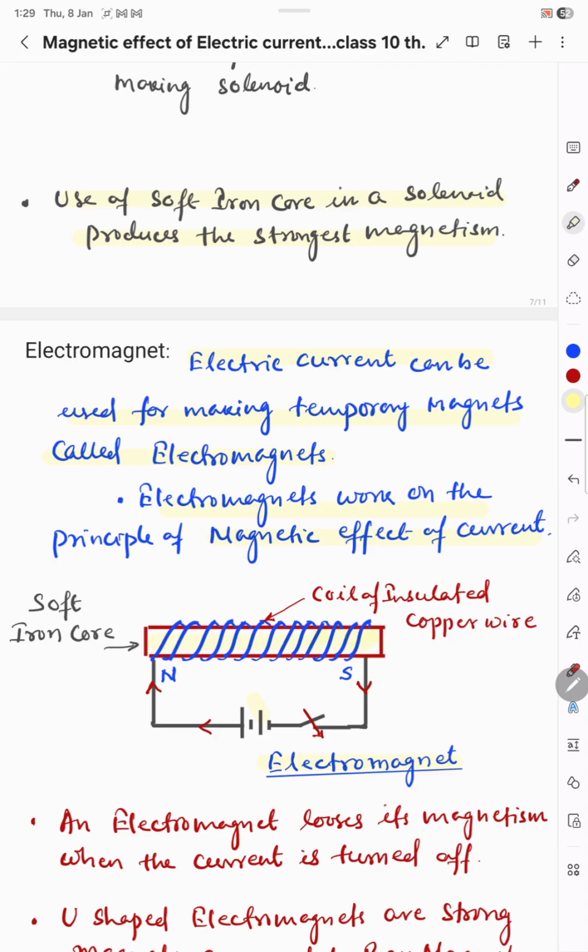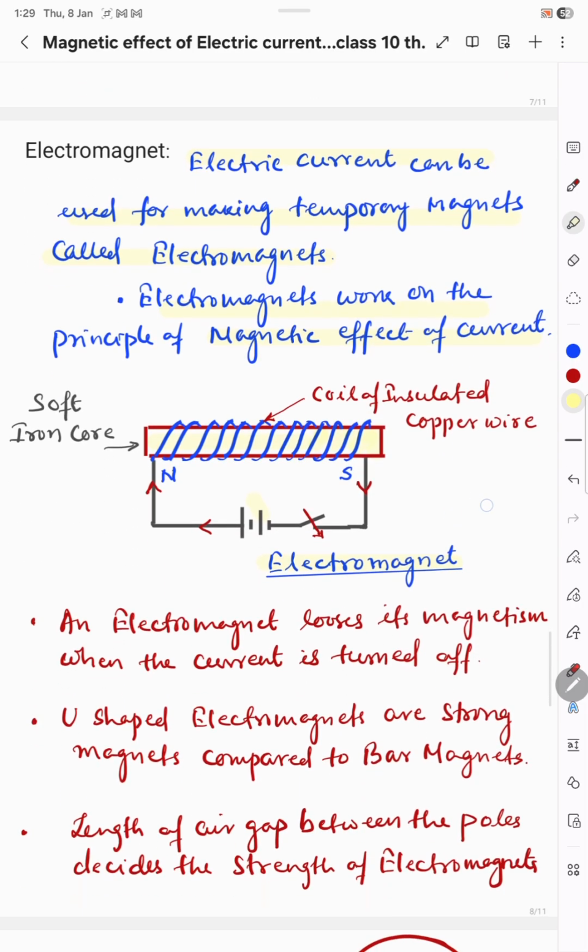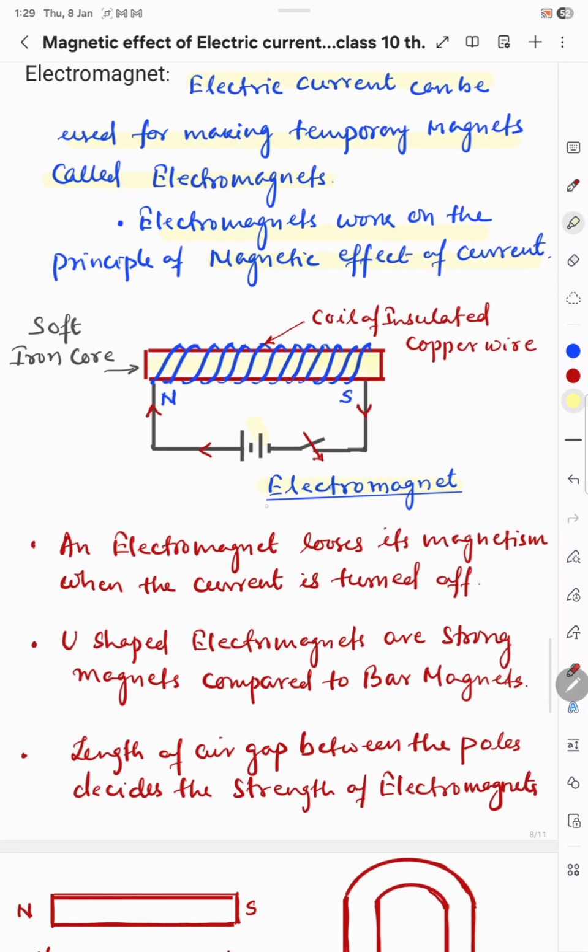As soon as we switch off the current, this soft iron core will become a normal iron piece. It will lose its magnetism. So the magnetic effect of the electromagnet is available when the current is flowing through the circuit. The electromagnet loses its magnetism when the current is turned off. So now we have this flexibility, we can control the behavior of this soft iron core. Whenever we want, we can make it a magnet, and whenever we want, we can bring it to its normal state. Okay.